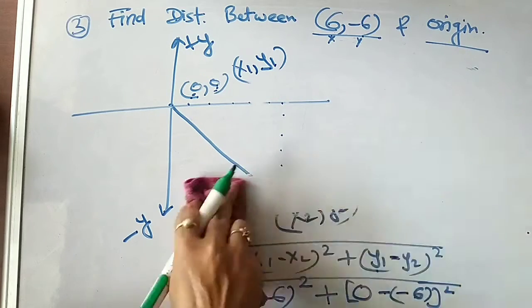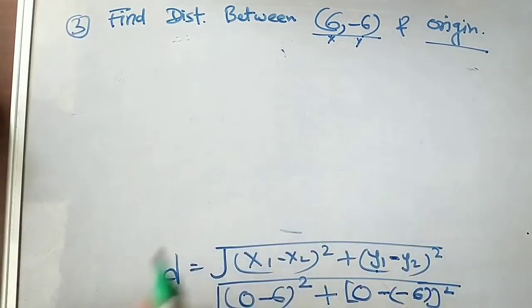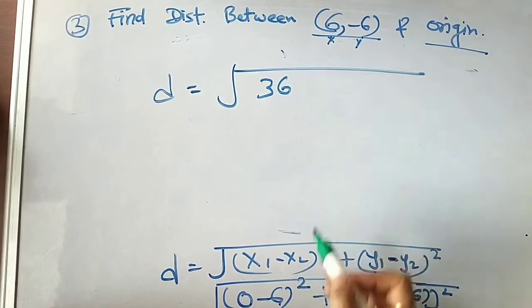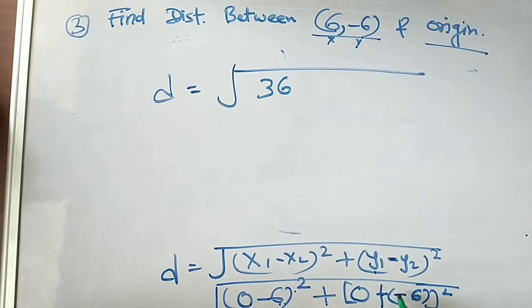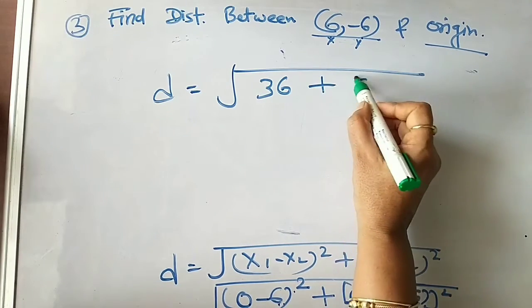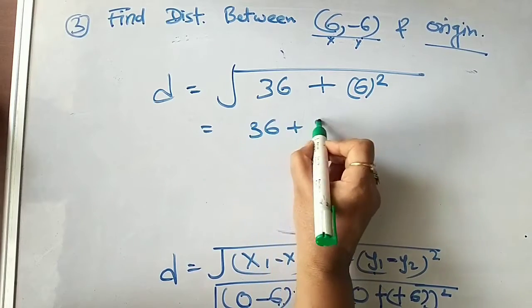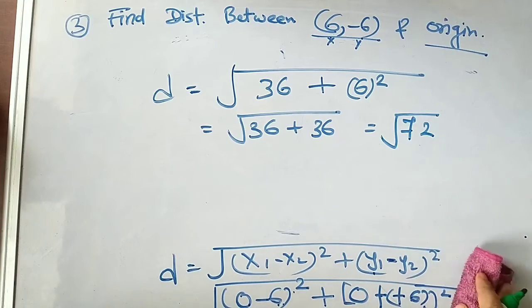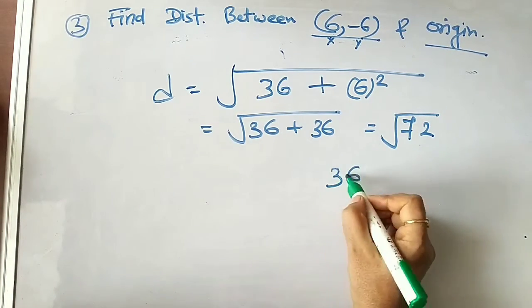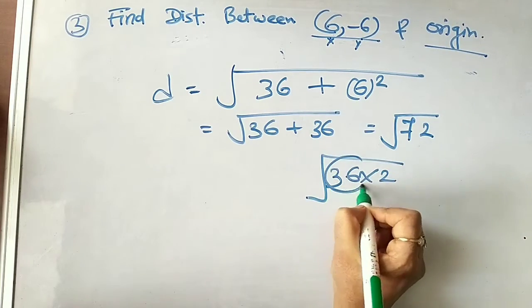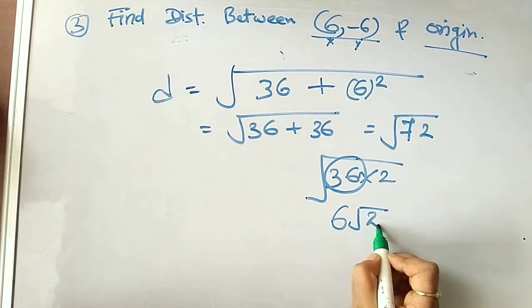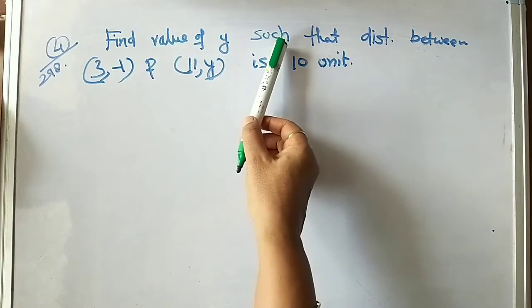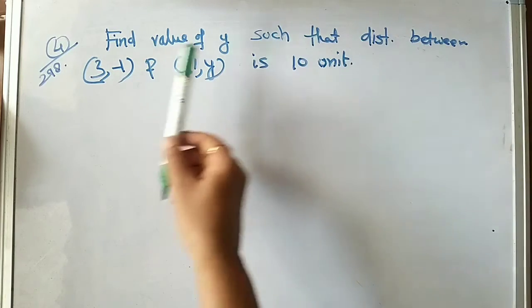Okay, now I have to just solve it. So D will be, what is 0 minus 6 is 6 only, which is 36. 6 square is 36 and this minus and minus will become plus. So it is again 6 square. So 36 plus 36 under root, which is 72 under root, correct? What can we write 72 as, guys? We can write 36 into 2. So under root of 36 is 6, root 2 units. This is my answer.